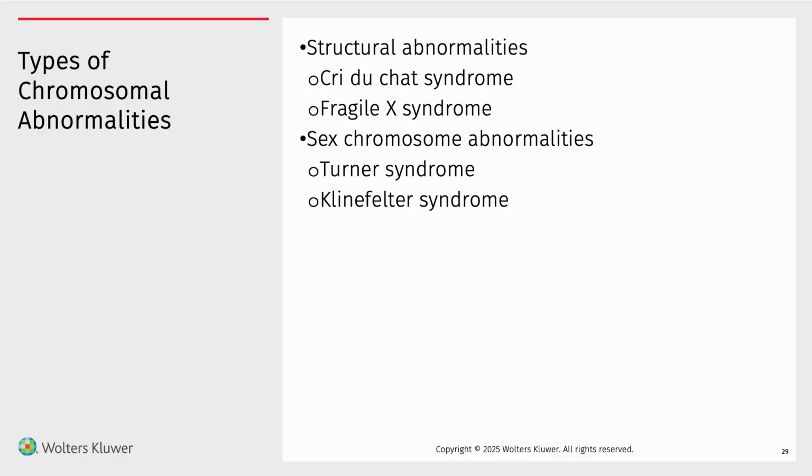Moving to Fragile X syndrome, which is caused by a mutation on the X chromosome, leading to fragile sites. It is the most common inherited cause of intellectual disability, especially in males. Some of the symptoms may be learning disabilities, behavior challenges, and distinctive facial features.